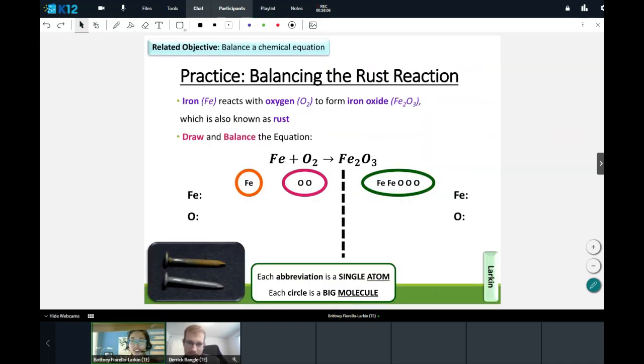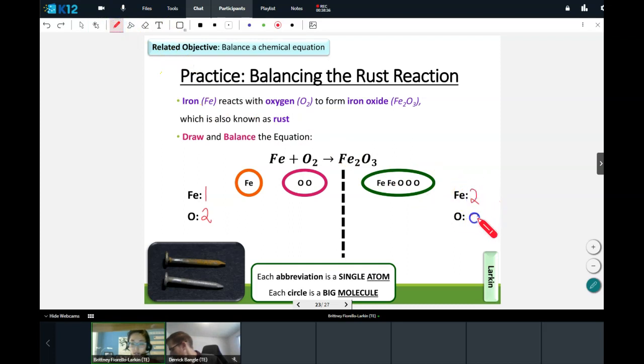All right, let's go ahead and do our last one together here. So we have iron reacting with oxygen to form iron oxide. Iron oxide is also known as rust. So you can see rust down here. We've already got our equation kind of filled out here. You can see 1 iron here, right? We can see 2 oxygens in our O2. And over here on the right, you can see 2 irons and 3 oxygens in our iron oxide.